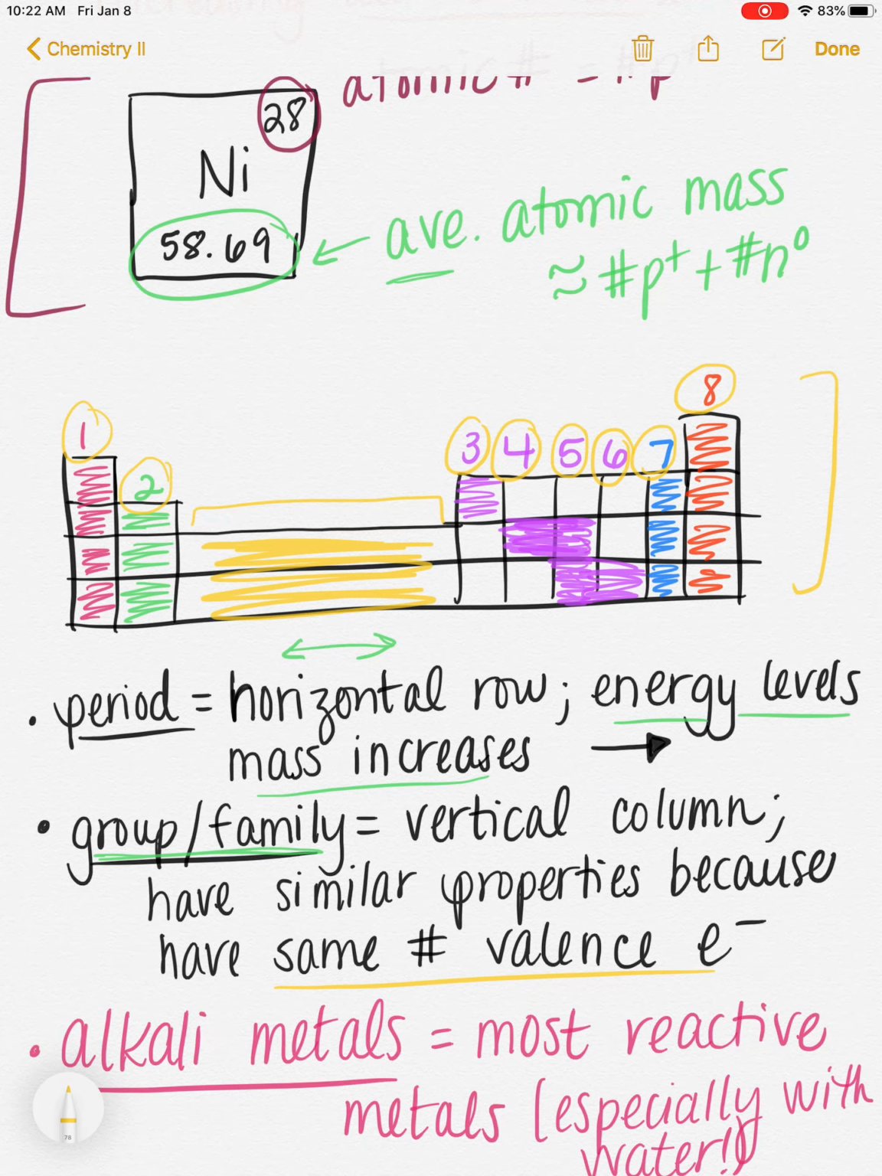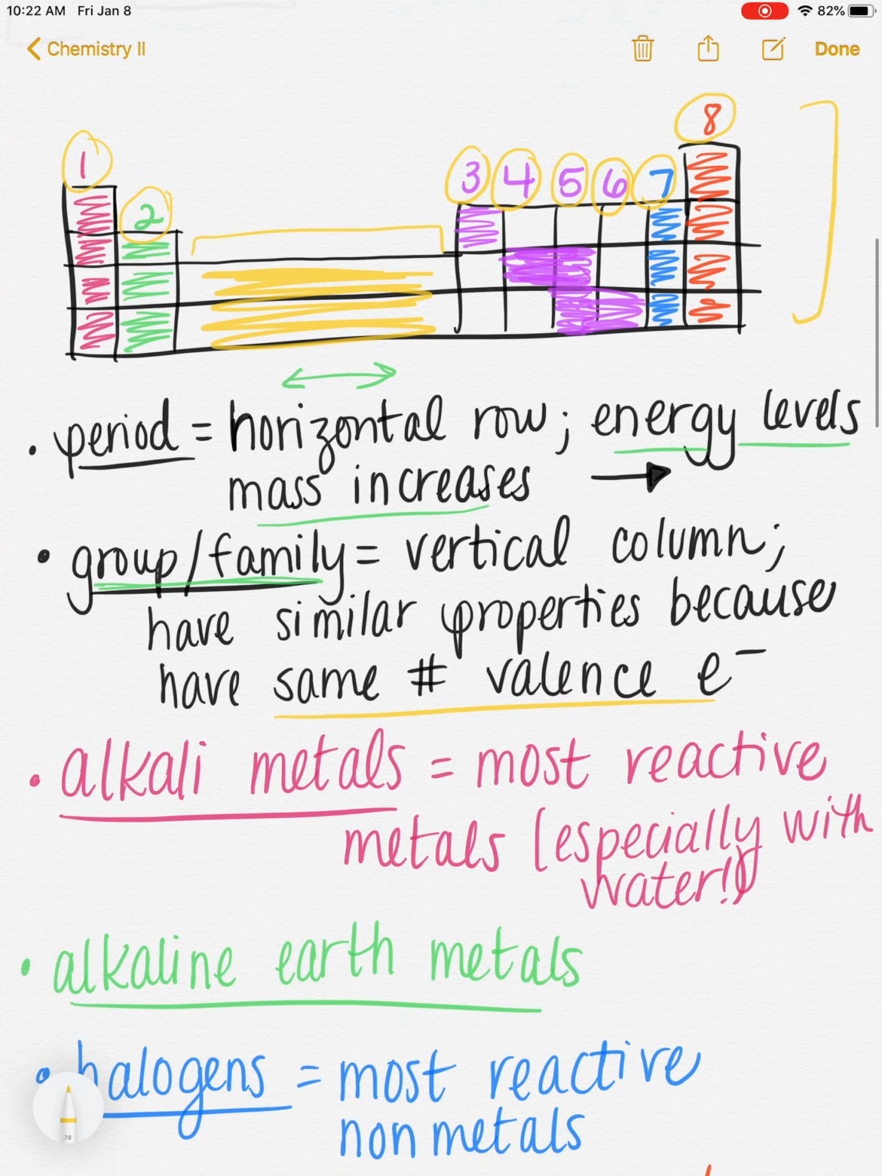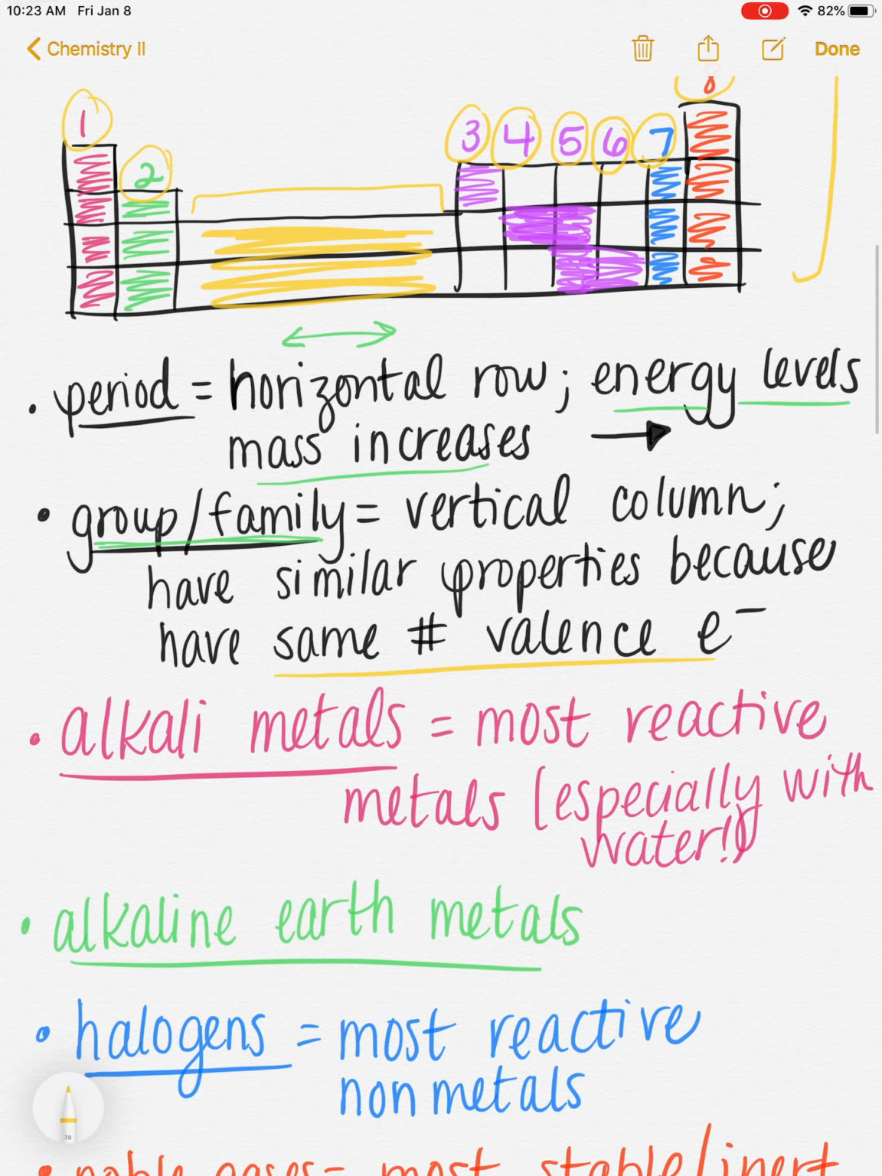All right, with that in mind, saying that those are the noble gases, we should go over the names of these families. So the column that I have in pink, the first group here, is often called the alkali metals. The alkali metals include lithium, sodium, potassium, rubidium, cesium, francium. They are by far the most reactive of the metals, especially when they are exposed to water.